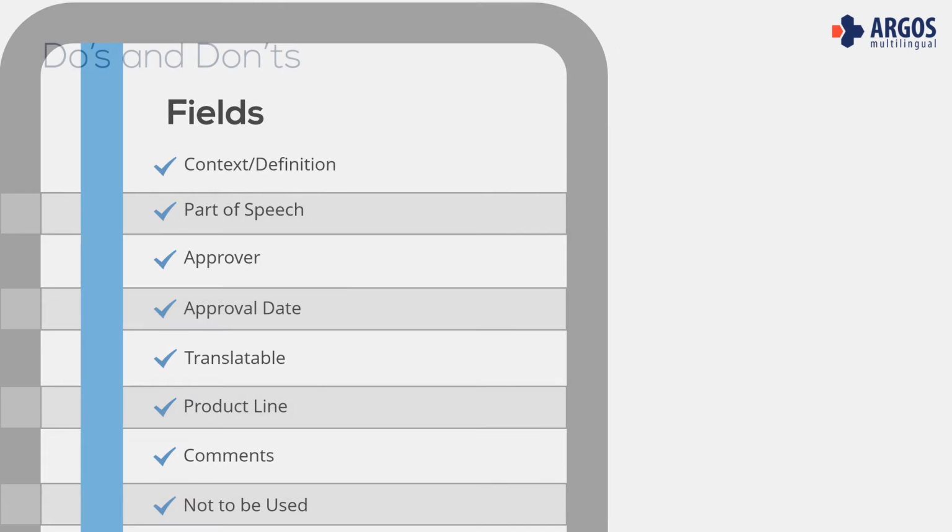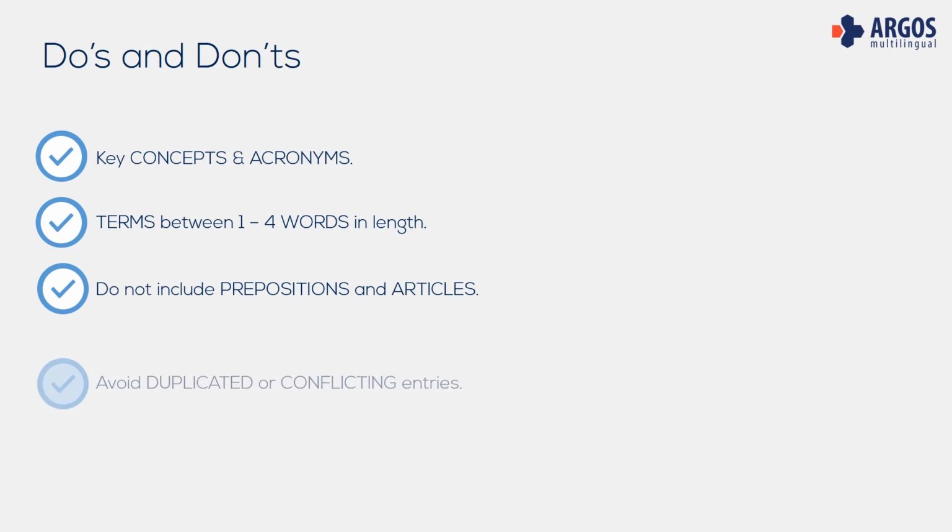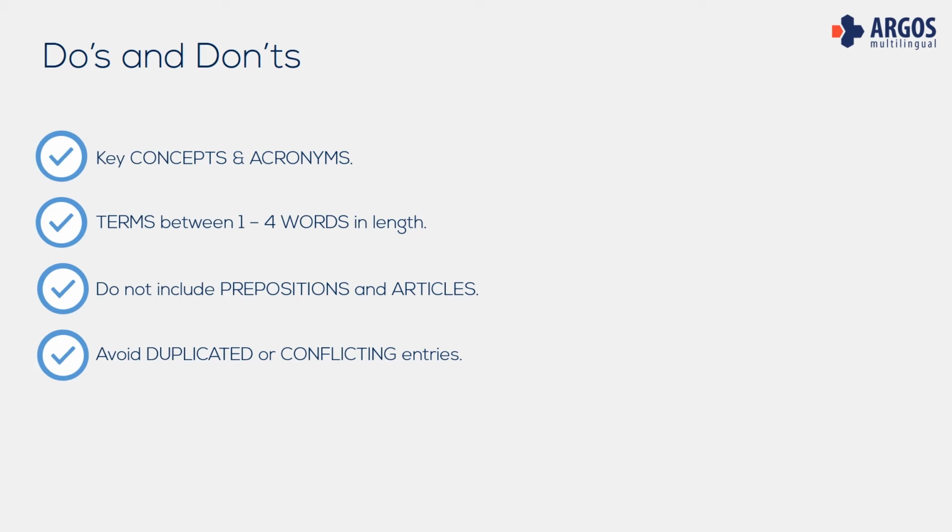It might be tempting to include everything possible in your glossary, but that would be the wrong approach. The emphasis needs to be on quality over quantity. Your list should include key concepts and acronyms which are commonly used in your business. Terms should normally be between 1 and 4 words in length, and shouldn't include prepositions and articles which can alter the meaning of the term in a given context. You should look to avoid duplicated entries or conflicting entries where a term is listed in singular and plural forms, but where conceptually the terms are the same.